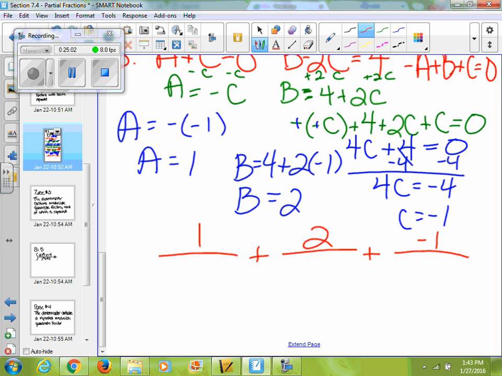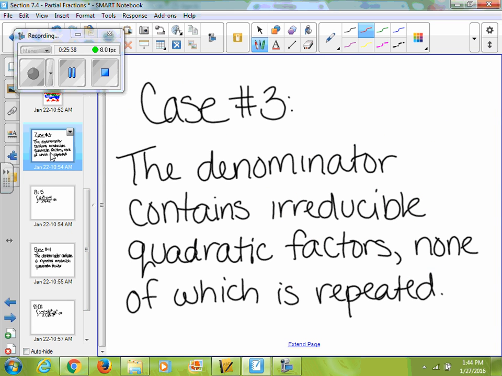What was my denominator for A when I set up my partial fractions? X minus 1, okay. And my denominator for B? X minus 1 squared, which makes my denominator for C X plus 1. Are you done? Are partial fractions fun? Yes, they are. All right.